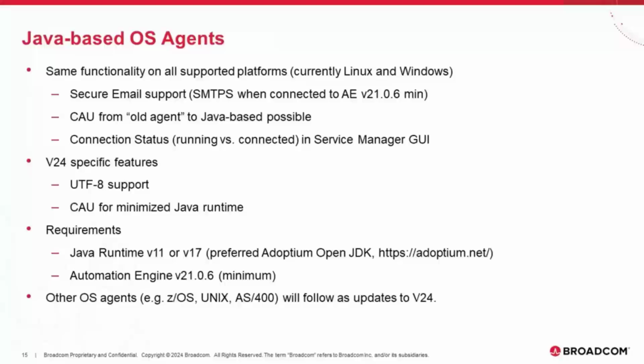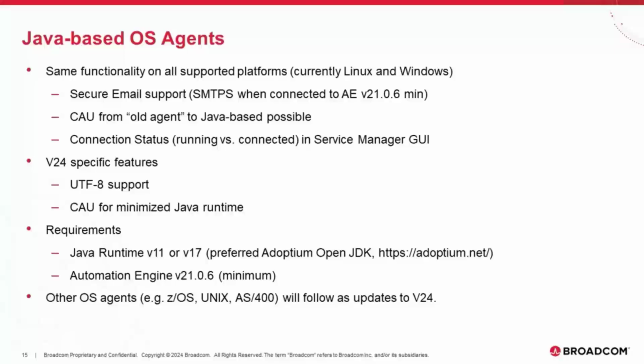Although the version 24 Linux and Windows agents are now implemented in Java, they are backwards compatible. Using our centralized agent upgrade functionality, upgrading an existing agent to version 24 is a few mouse clicks away. We will also be providing a CAU package that includes a minimized Java runtime so that there are no external dependencies.